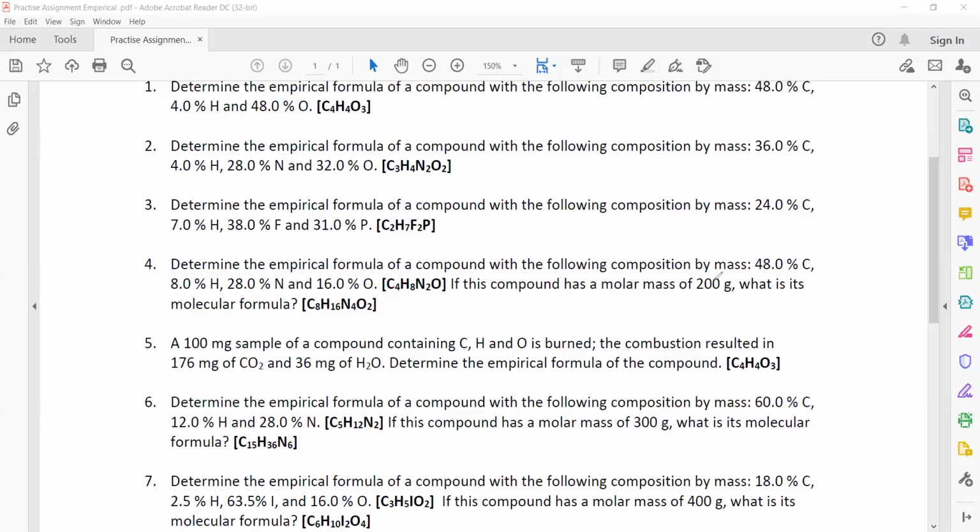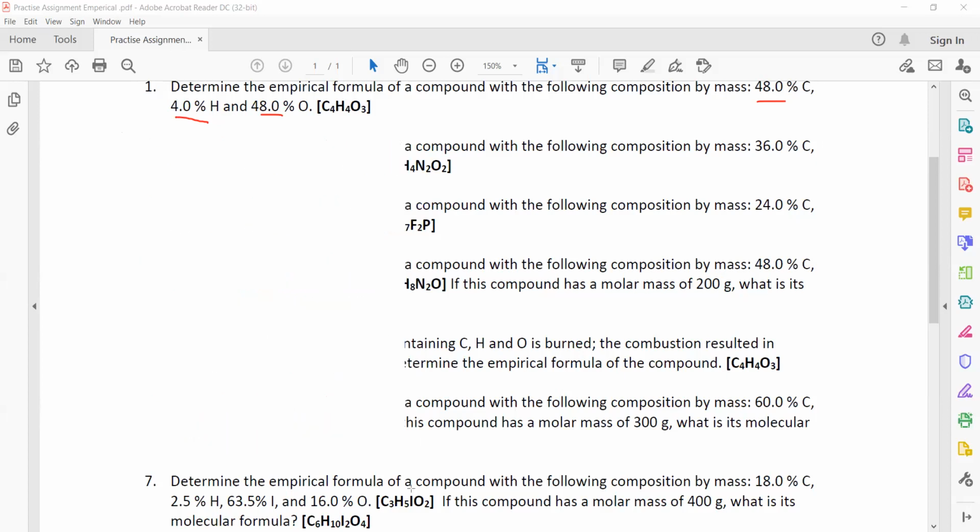In this session, we will discuss the weekly homework related to the topic empirical and molecular formula. So, the first question: determine the empirical formula for a compound which has 48% carbon, 4% hydrogen, and 48% oxygen.